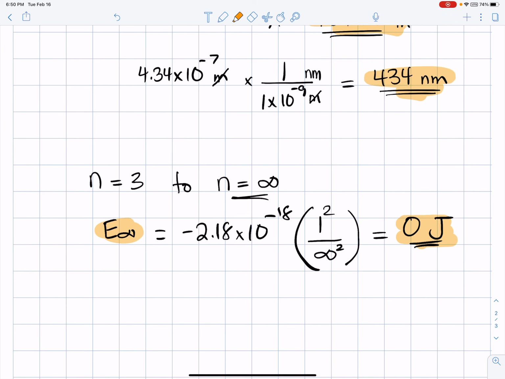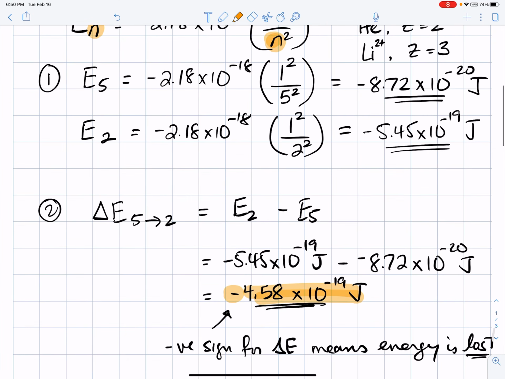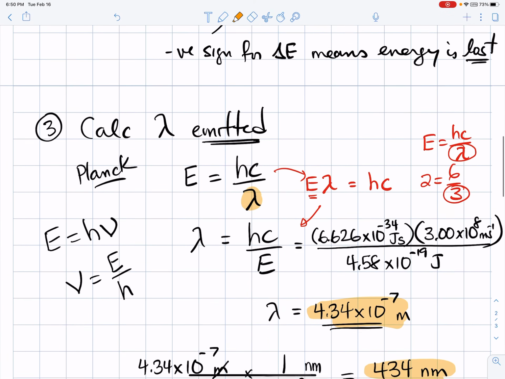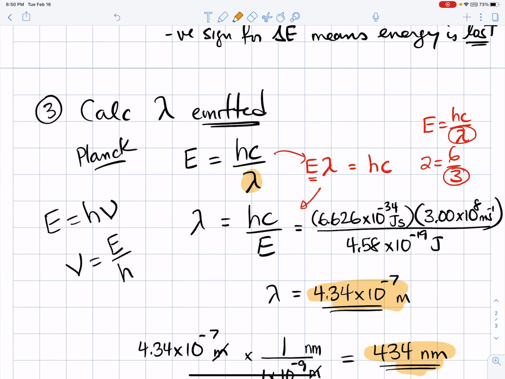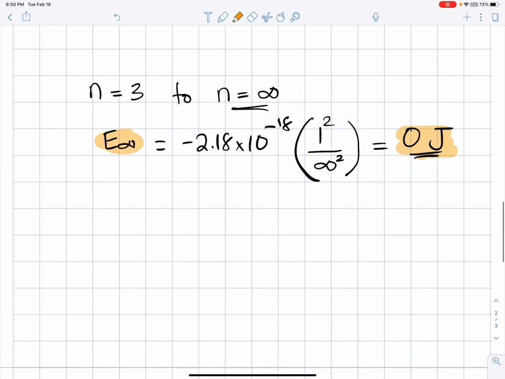Now that you know that E infinity equals 0, you can go ahead and do the rest of the question. You'll know E3, you'll know E infinity, so you can now calculate the change in energy. Then you could take that change in energy and find the wavelength or frequency of light that would move the electron from the third to the infinite energy level. So I hope that helps. You're going to be able to do some questions now for supplementary problems up to the end of the Bohr model. Good luck.